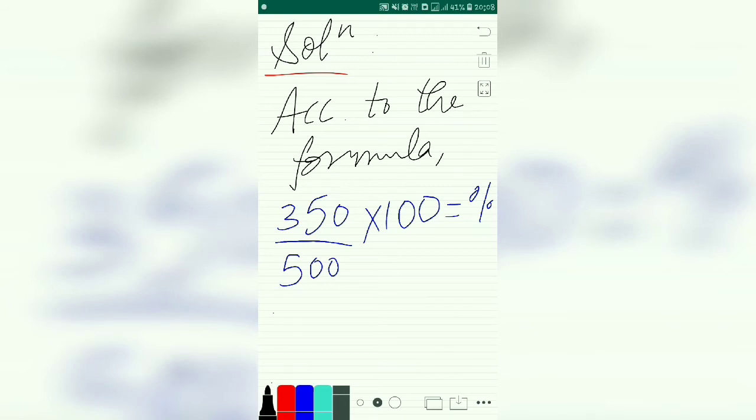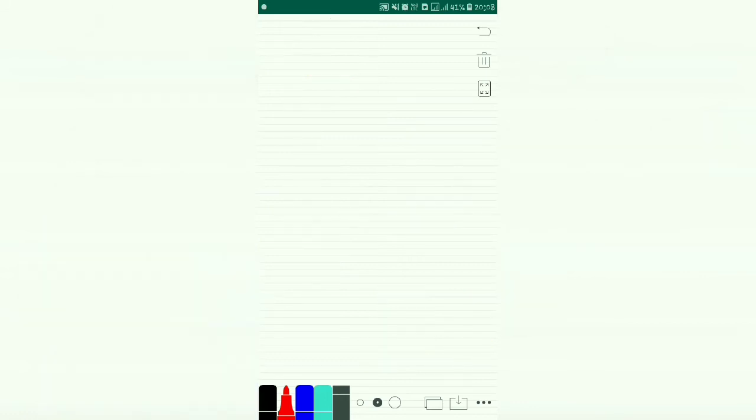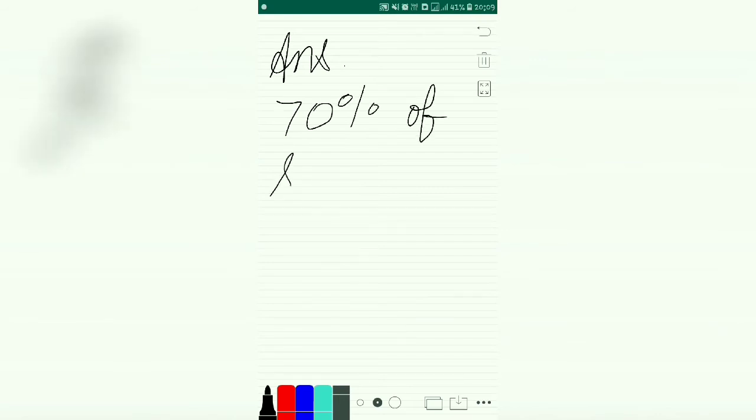So now we are going to cut the zeros. Cut 1 zero, cut 1 more, cut 1 zero, cut 1 more. 5 ones are 5, 5 sevens are 35 and 5 zeros are 0. So we get 70%. This is our final answer. After this, you have to write the final answer: 70% of students can swim.